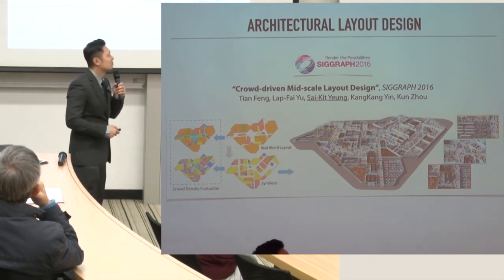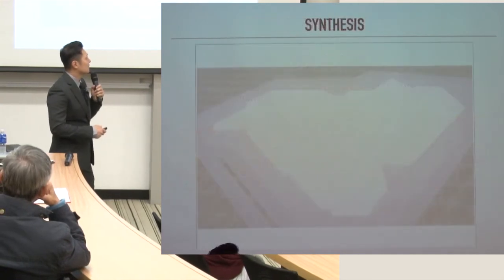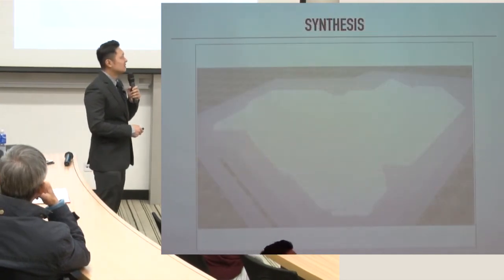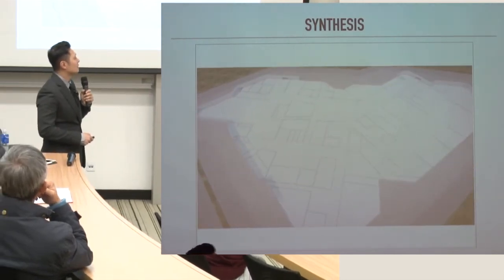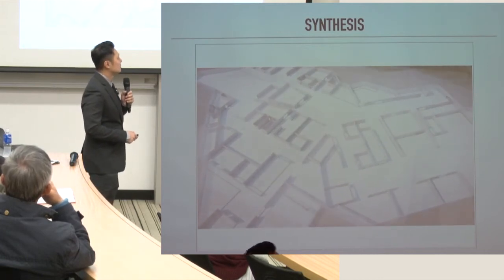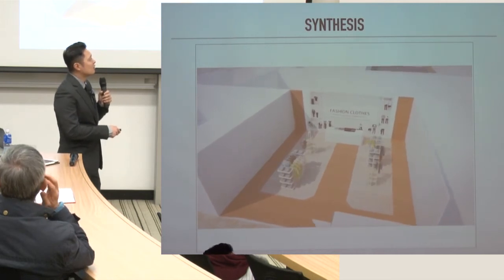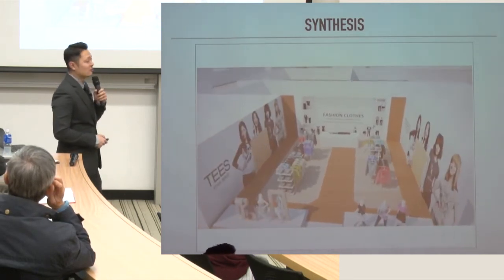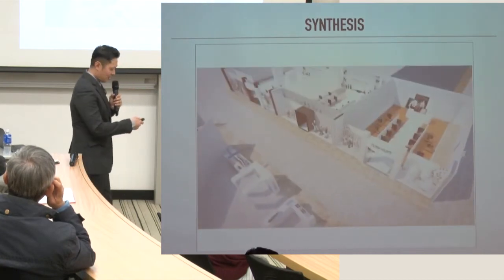So we have this crowd-driven mid-scale layout design project. So here is the layout synthesis using our approach. Layout synthesized by our approach can be used for modeling 3D mid-scale scenes. Here is an example of a shopping mall, which provides visitors with a satisfactory experience. After we generate the scene, we can also rearrange the furniture objects inside. So it will be useful for virtual world modeling and architecture layout planning.